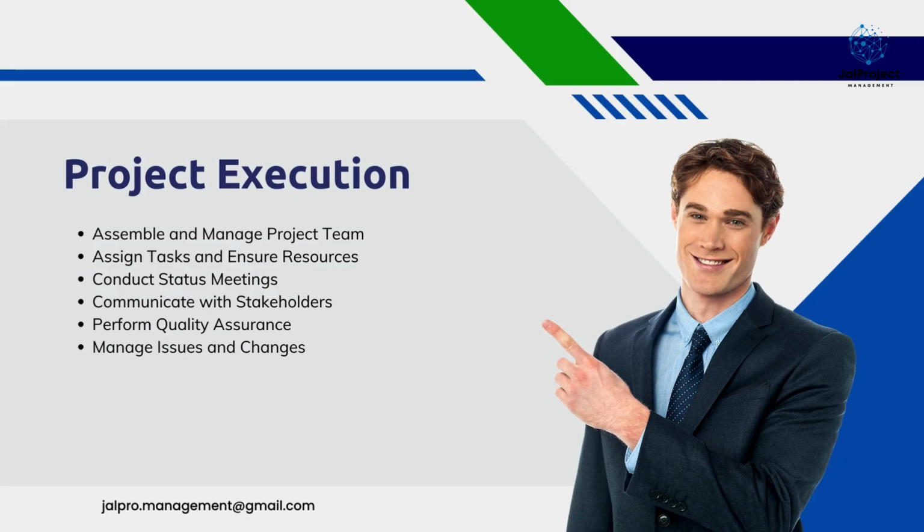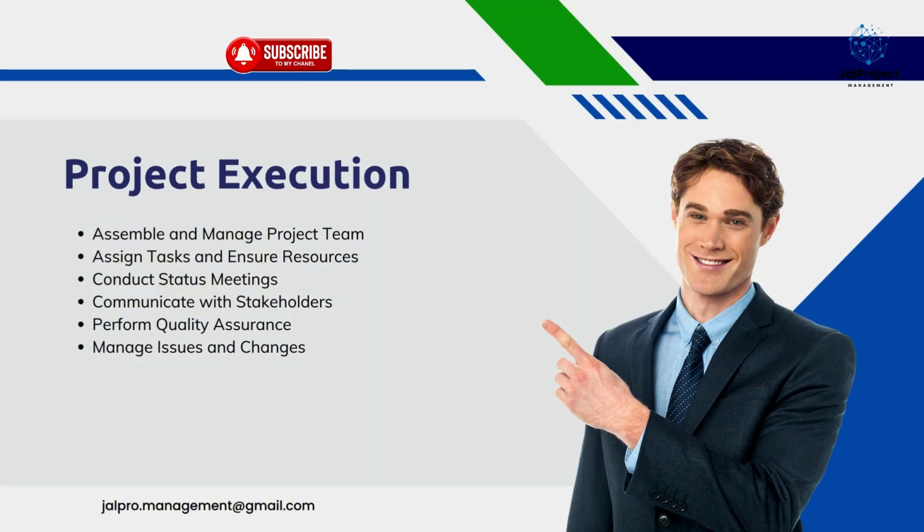The next phase is the execution phase. The execution phase is where the project plan is put into action and the work defined in the plan is completed. Major activities in this phase include assembling and managing the project team. Again, we will have a video on team formation and development in the future. Secondly, assigning tasks and ensuring that team members have the necessary resources. Regular status meetings are held to monitor progress and address any issues that arise. Communication with stakeholders is maintained to keep them informed of the project status and changes. We will also have a separate video on stakeholder management.